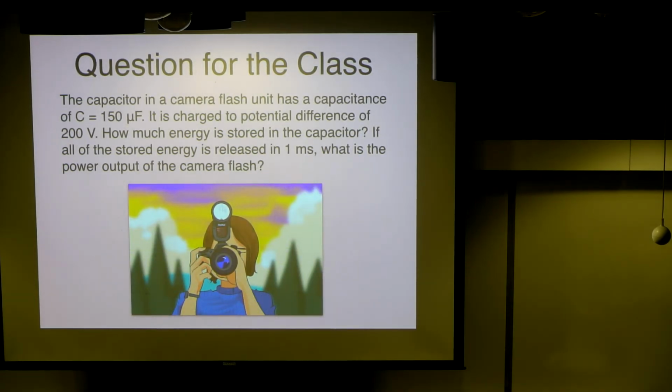So with that in mind, let's do a quick question. Let's say we're dealing with a capacitor inside of a camera flash unit, and its capacitance is 150 microfarads. We charge it up to a potential difference of 200 volts. So a couple questions. How much energy is stored in the capacitor when we charge it up to 200 volts? And as a follow-up, let's say all of that energy that's stored in the capacitor is released in a very short time of 1 millisecond. If that's the case, what is the power output of this camera flash?